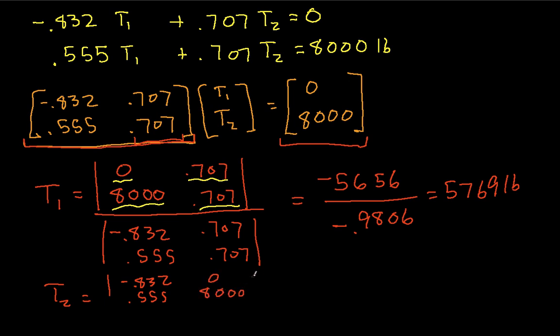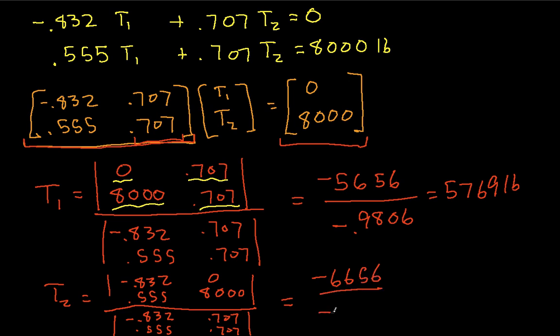Okay. And T2, similarly, is going to be the determinant of minus 0.832, 0.555, 0, 8,000 over the determinant of minus 0.832, 0.555, 0.707, 0.707. And you work this out, and you get negative 6656 over negative 0.9806, which is 6787. And again, this is units of pounds.